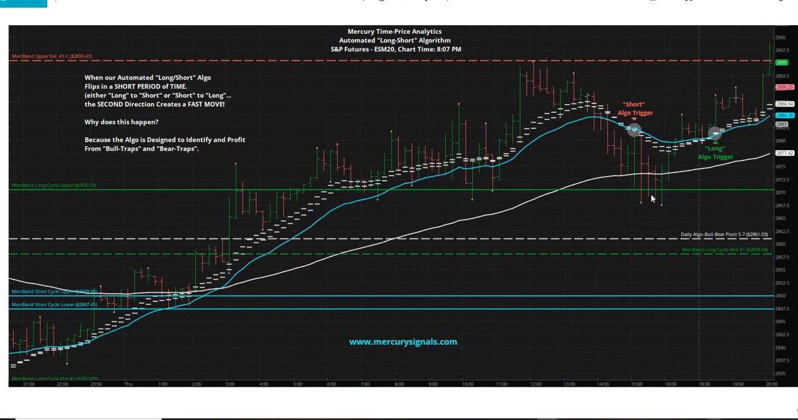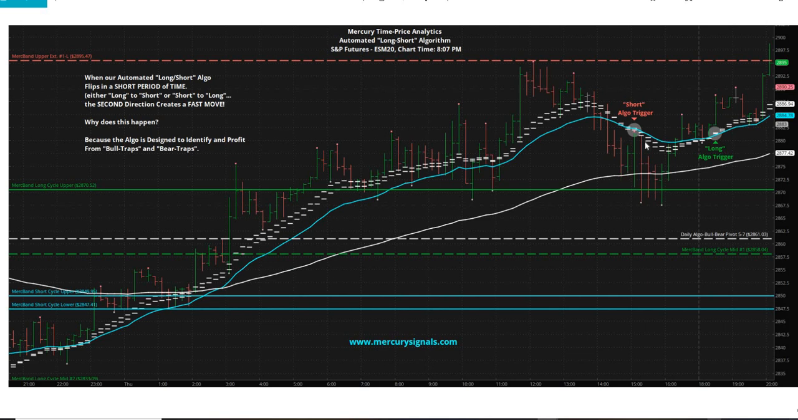And so even though in terms of price it looks like a lot of volatility, our algorithms measure volatility relative to itself. In other words, yeah, this is volatile, but relative to the volatility that preceded it, volatility was actually contracting, and the momentum algo had stopped going down and turned up. So when these 2 little white dashes crossed back above the upsloping momentum algo, this cyan line, that gives you your long trigger. But the most important point is whenever the algo flips in a short period of time, it doesn't matter whether it's long to short or short to long, that second move is going to be a fast move.